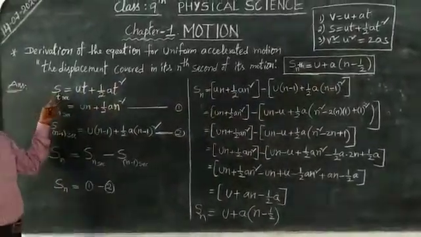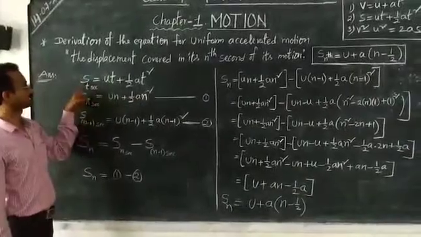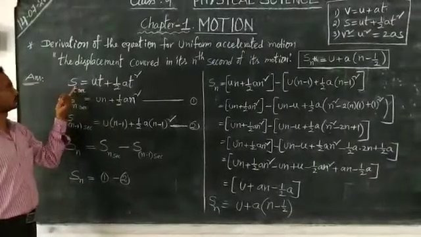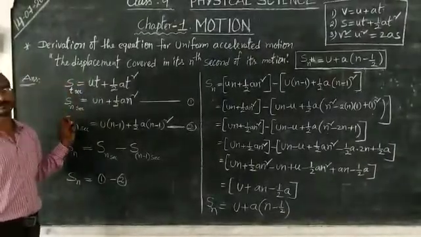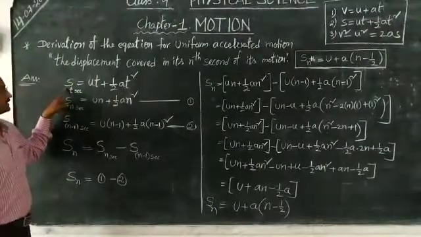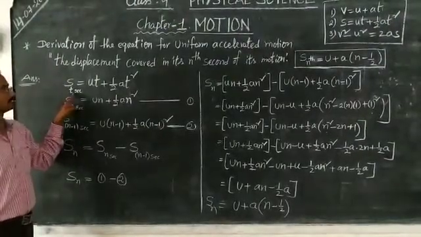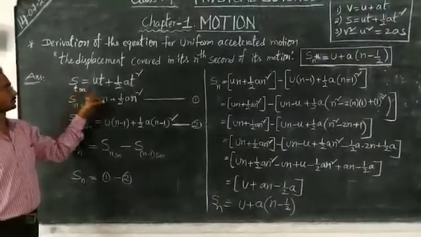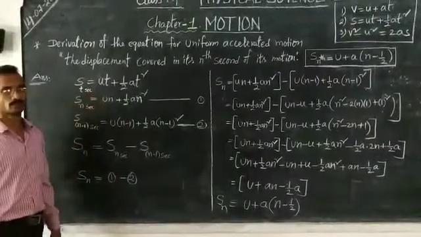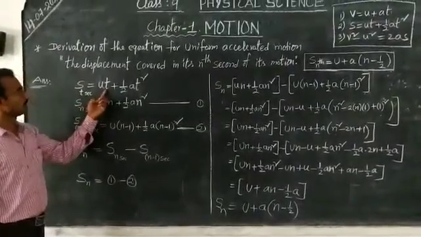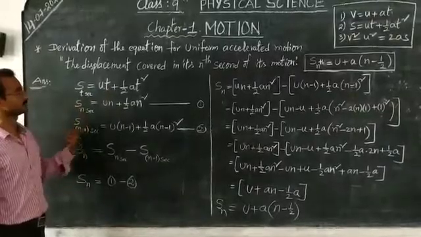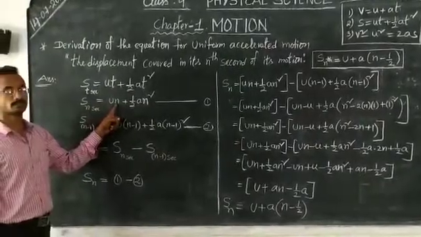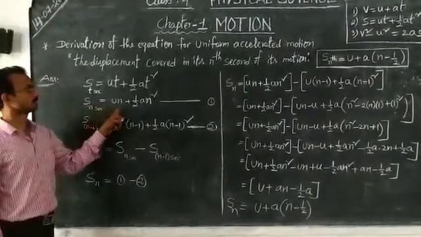First we know the second equation: the displacement covered by a body in t seconds is equal to ut plus half at square. You know very well about this equation. Instead of t seconds, how much displacement does it cover in n seconds? Instead of t, here we use n. Displacement covered in n seconds, Sn, is equal to un plus half an square.